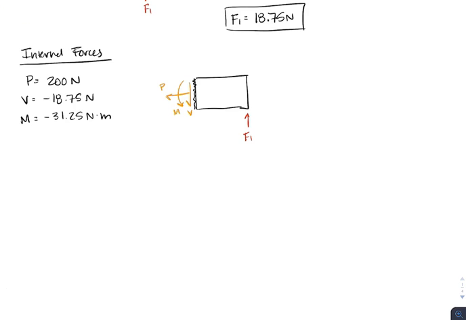So I'm going to draw that really quickly. Here is what our internal forces look like on the other cut face. Now we can see where our point A is going to be. You notice we have our shear force going up, that's 18.75 newtons. We have our moment applied along the same axis about where A is located, and we also have our axial force.